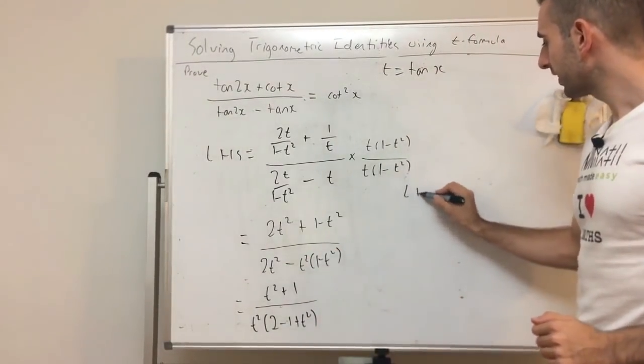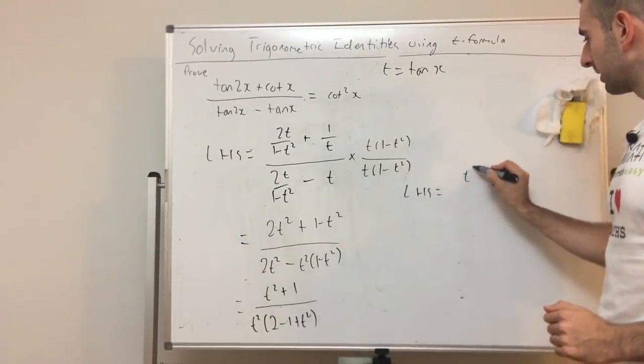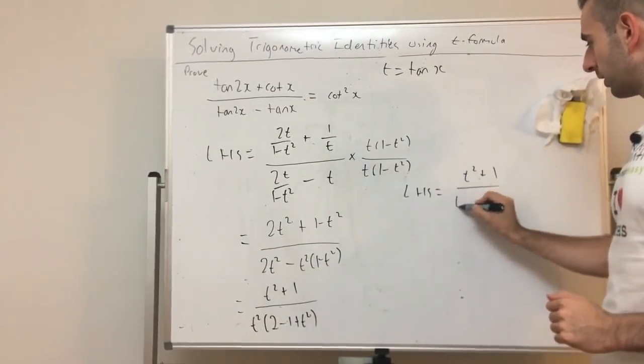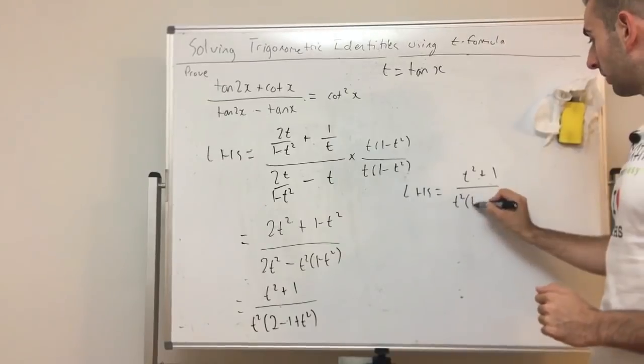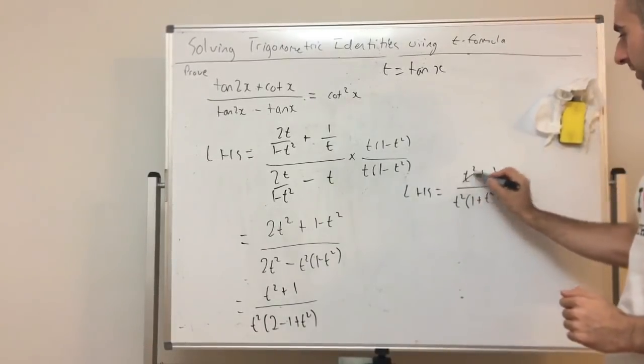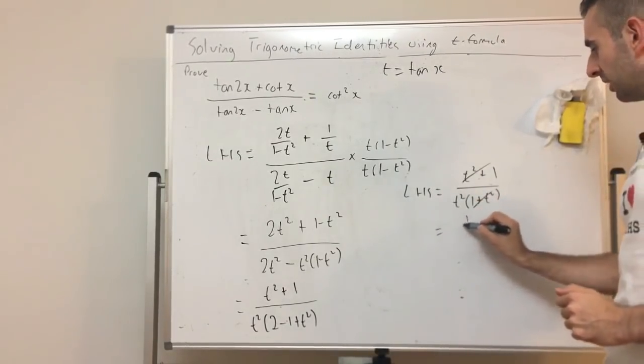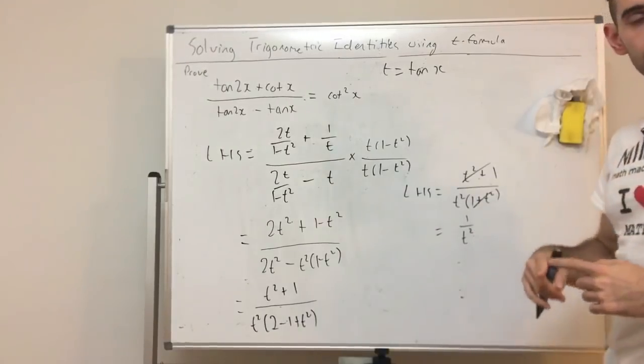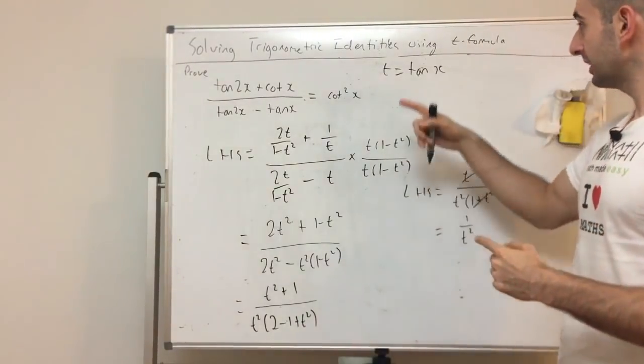So I'll come up to here. So the LHS is t squared plus 1 over t squared brackets 1 plus t squared, and they cancel now, they're the exact same. So that's 1 on t squared. We reduced as much as possible. Look at the answer.